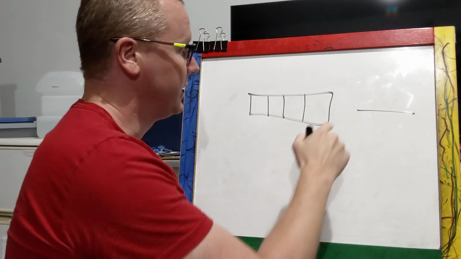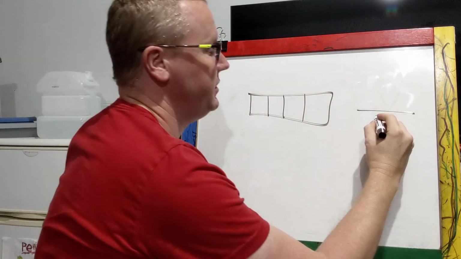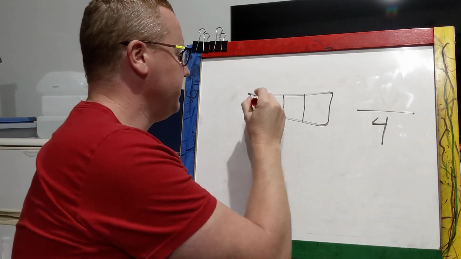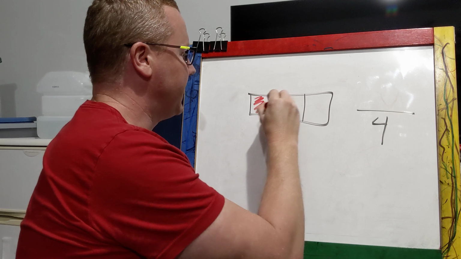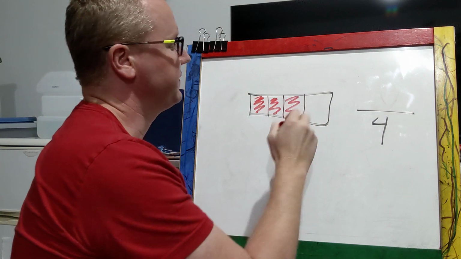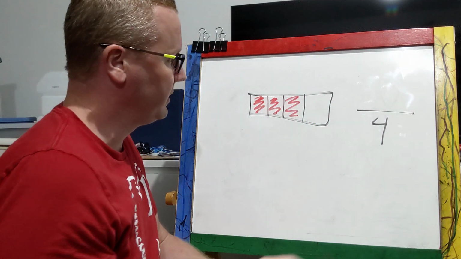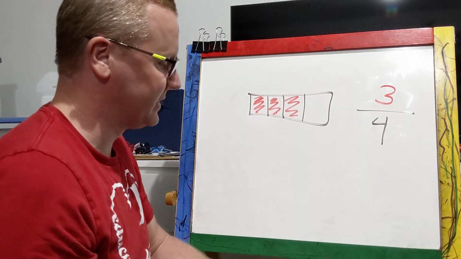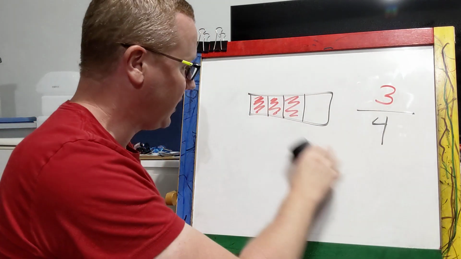So remember, how many pieces you break it up into is the denominator. And how many pieces we're talking about, if I had this fruit strip and I took 3, that's the numerator. We're talking about 3 of the pieces. And so that's how we color it.